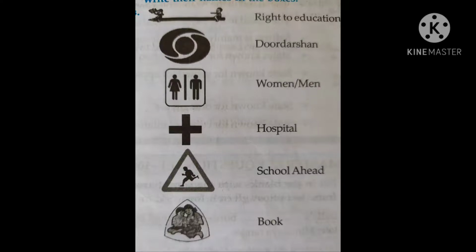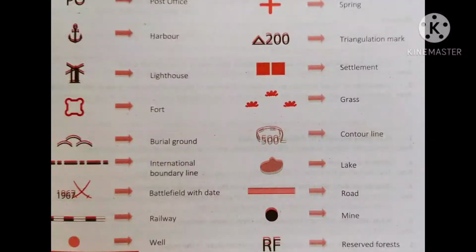If these components are shown on different maps in different ways, it will be very difficult to understand them, and it will be confusing also. Therefore, to avoid such confusion, standard signs and symbols are used to make the map easy to read. These symbols and signs are universally used for specific components, and that is why everyone can understand them.